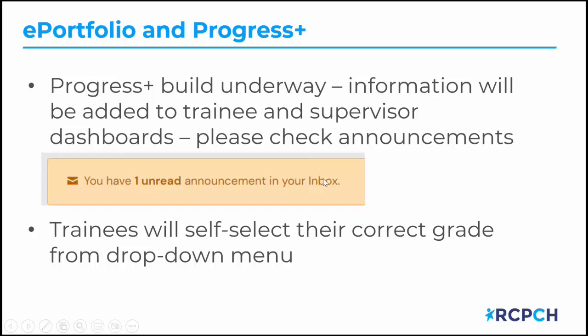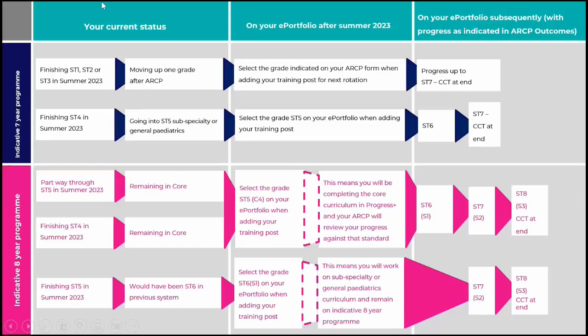Trainees are going to be self-selecting their correct grade from the drop-down menu. And just for your information, I've also added this helpful slide here, which indicates the different grades a trainee might be, whether they're remaining in core, or whether they're moving on to specialty training. These slides can be shared with you afterwards as well.